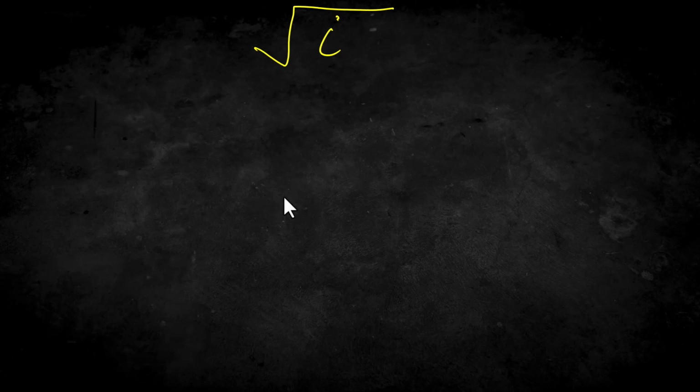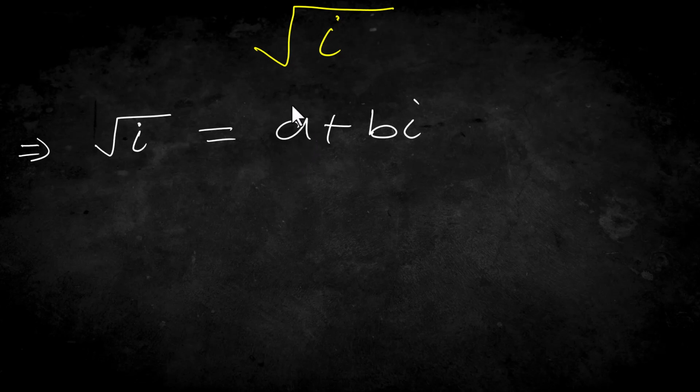Now let's find the square root of iota. Remember from complex numbers, the square root of i is a complex number. So it's the same as a plus bi, where a is the real number part and b is the imaginary, the complex part. So we have the real number part and then the complex part. We want to find the square root of this.